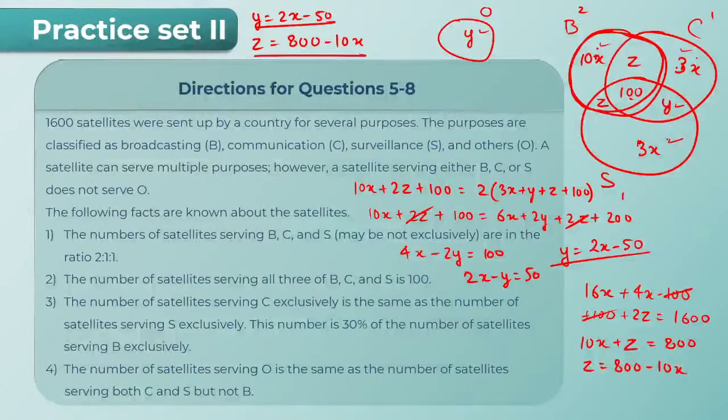So first, using the criteria that b ratio c is 2:1, we got the relation between x and y. Okay, then secondly, using this total, we got the ratio of z with respect to x. Okay, now this was a question on maximization and minimization.